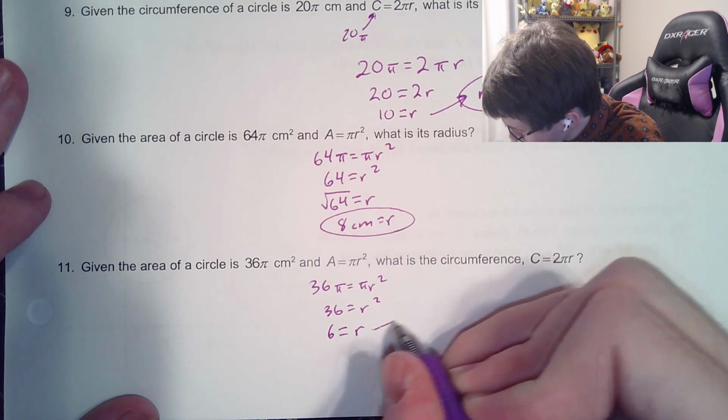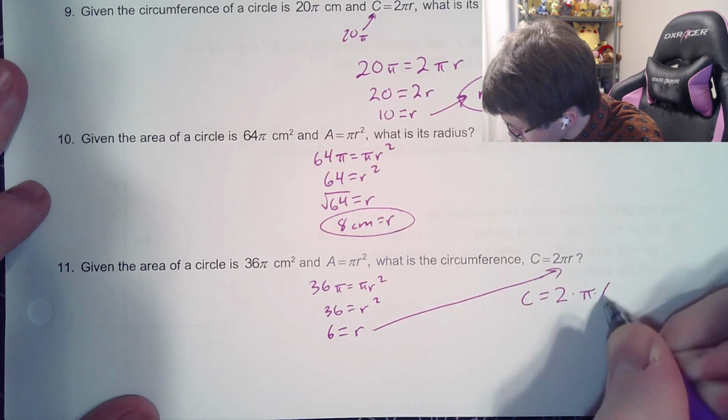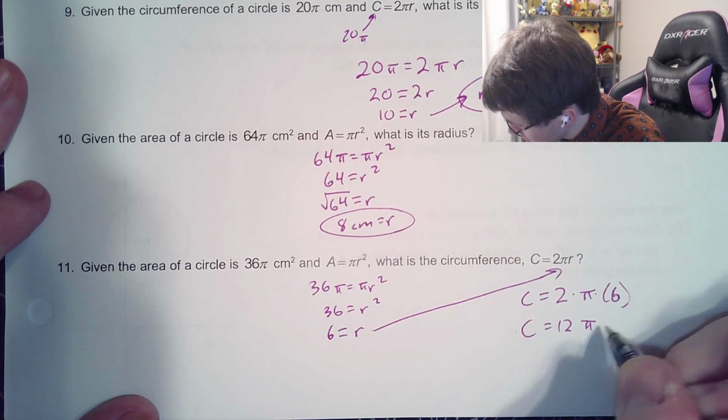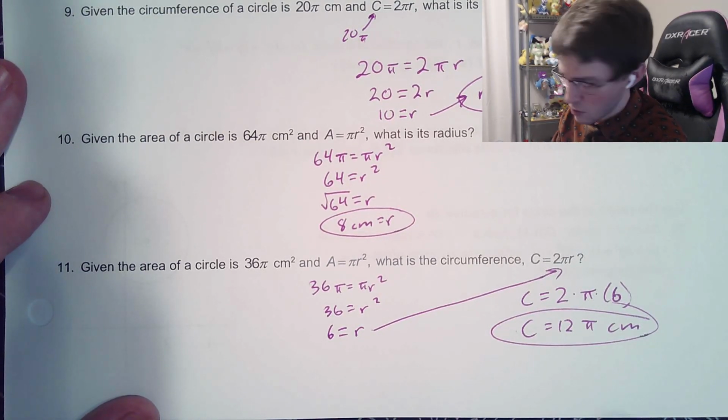And then after that, we're going to plug it in to this equation. C is equal to 2 times pi times our value 6 that we just got. C is equal to 12 pi. Bada bing, bada boom. We're done. Move on to the next side.